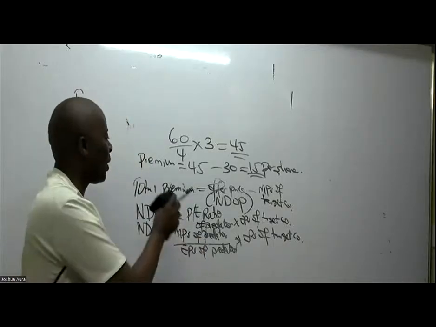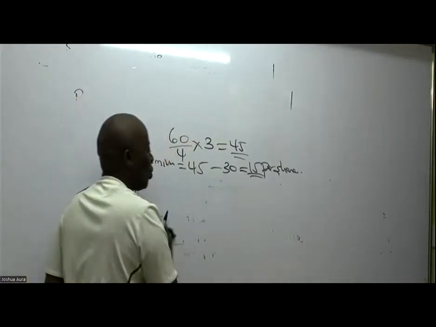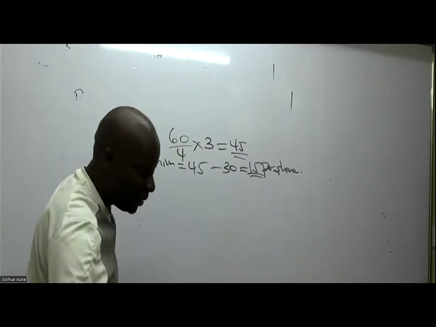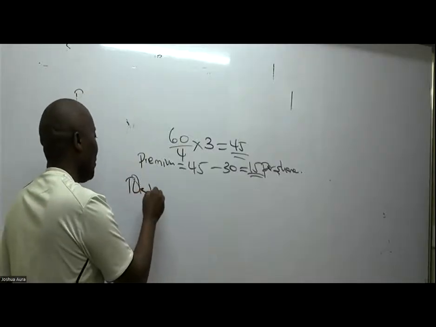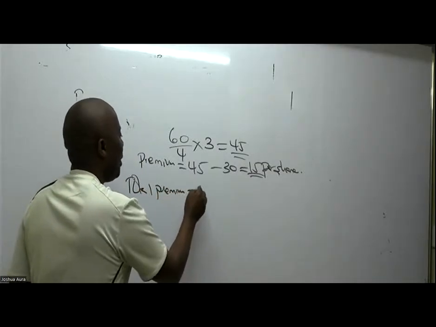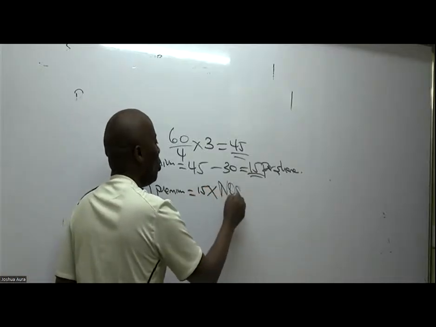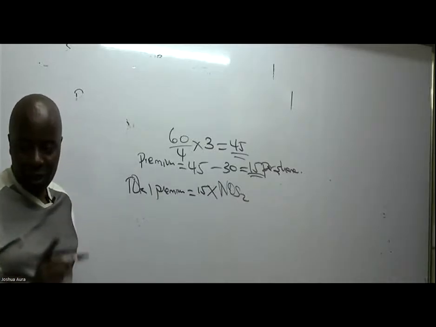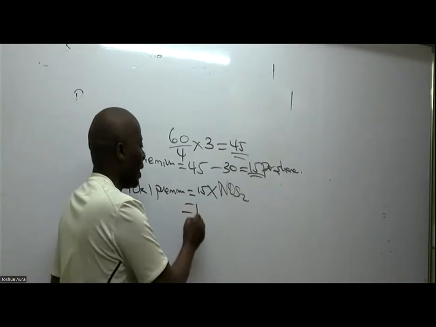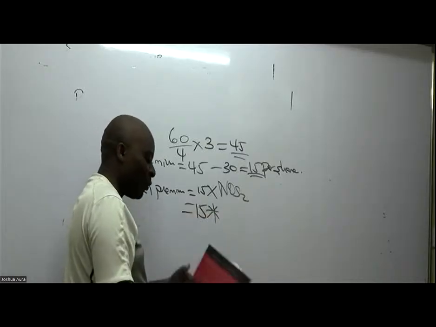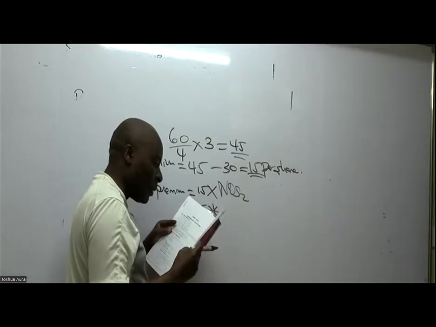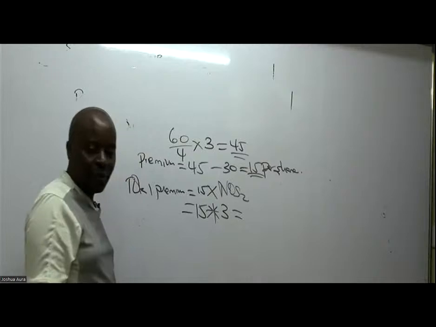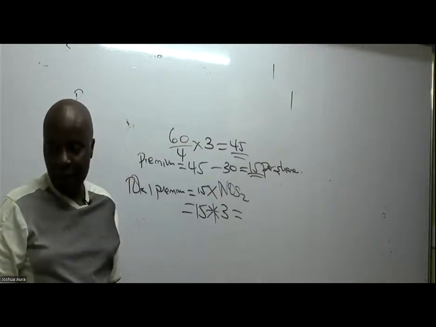So what they want is the total premium. So I need to come here and ascertain my total premium, which will be equal to this 15 per share times the NOS of the second company. NOS is the number of ordinary shares. So I'll take 15 times the number of ordinary shares of the second company, which is 3. So 15 times 3 gives me how much?